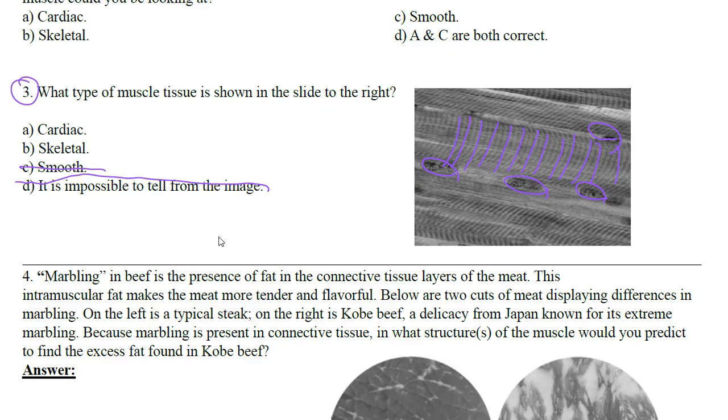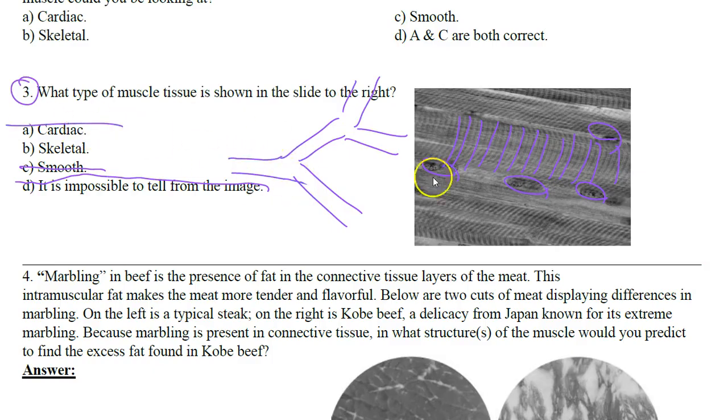How do we distinguish between the two? Cardiac branches. Okay, so there's no branching here that I see. I see a basic pattern. There you go. It is letter B.